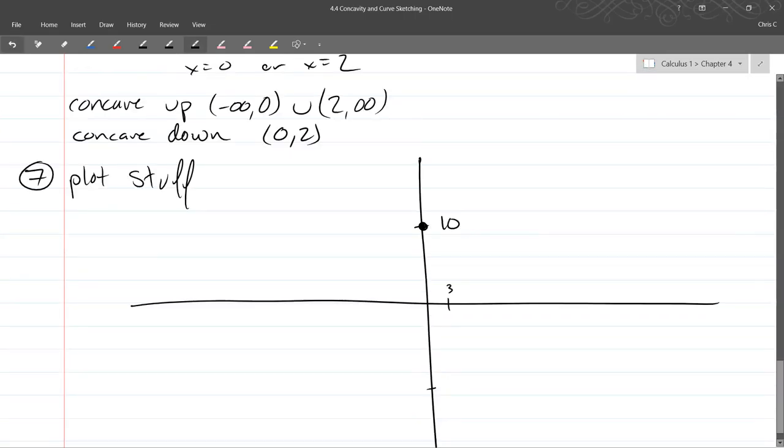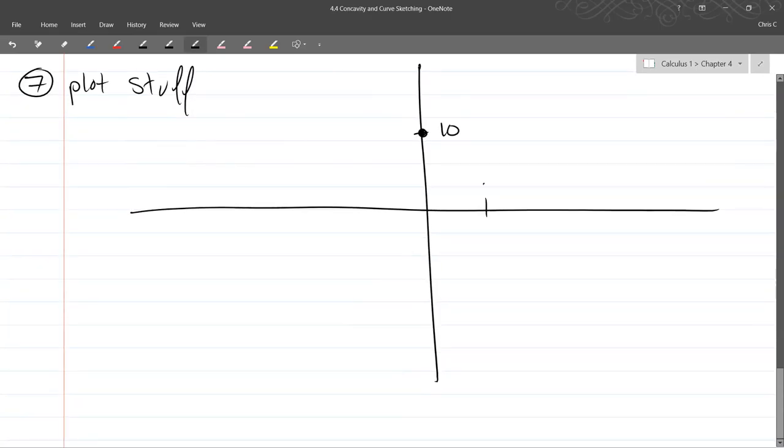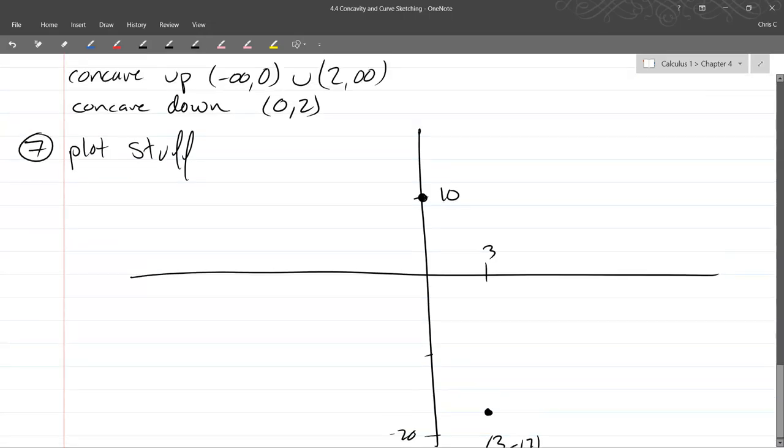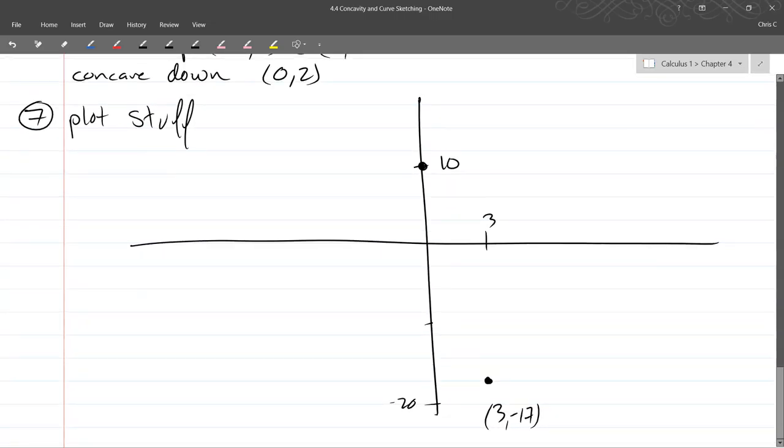I'm going to intentionally make this not to scale. So (3, -17) was a local minimum. I knew it was a local minimum, so I can start drawing what it looks like right around there. It's the smallest point around, so everything else is a little bit bigger. So it's going to look like a U or a smile.